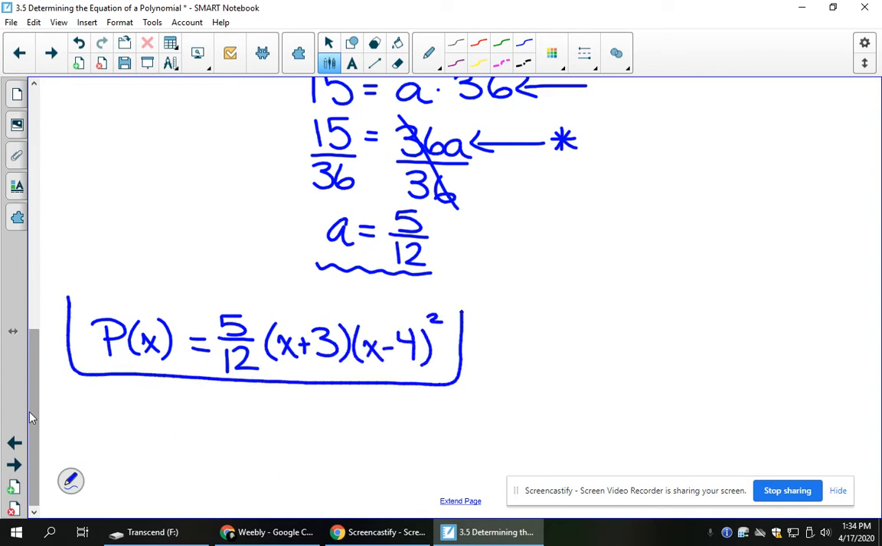This is now a polynomial function that you could put into your calculator and you could actually take a look at the x-intercepts, the end behavior, all sorts of stuff.